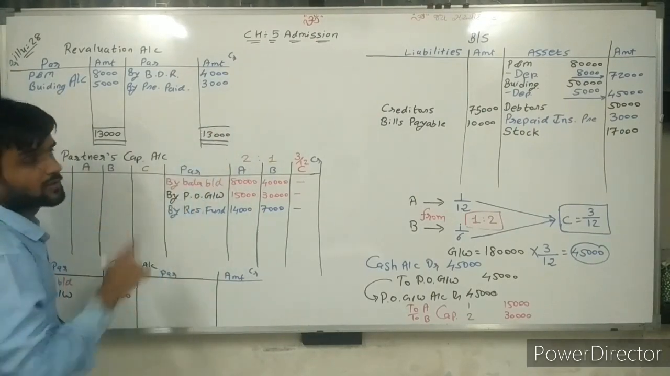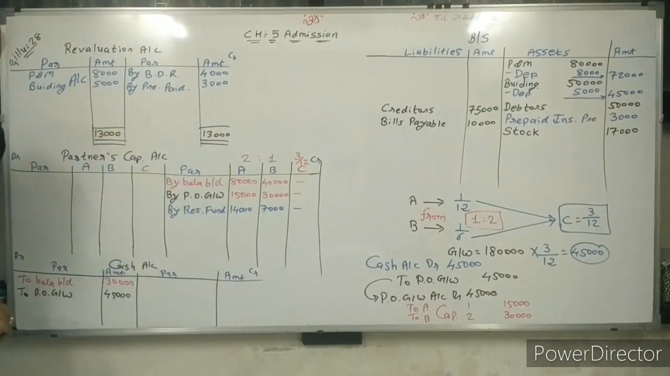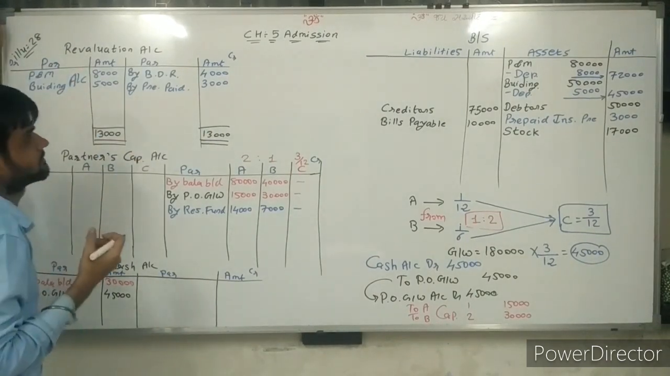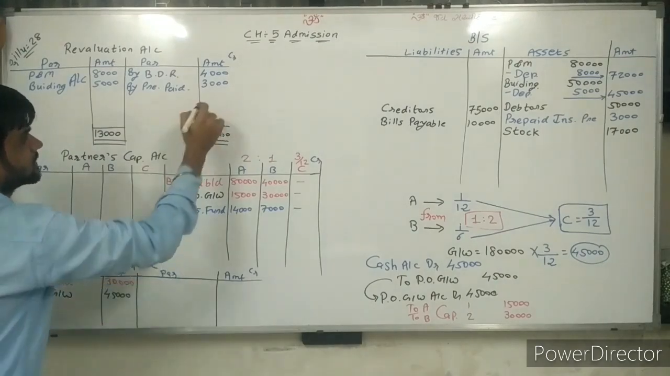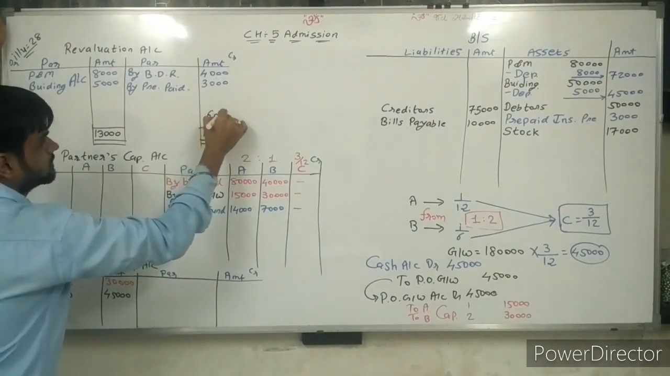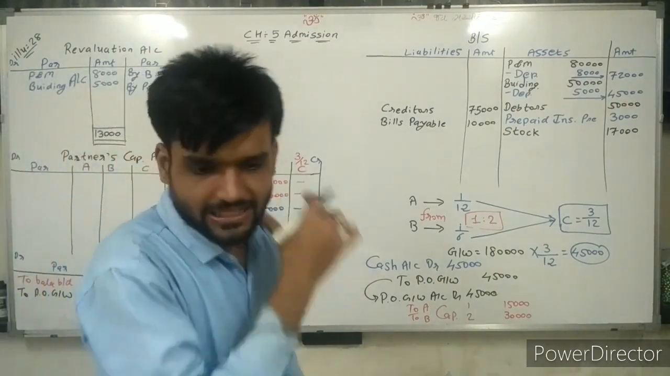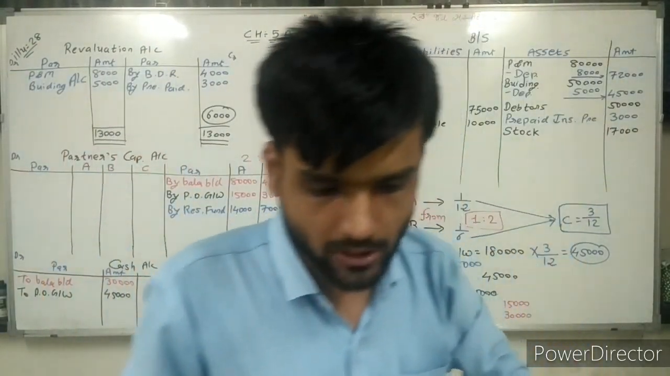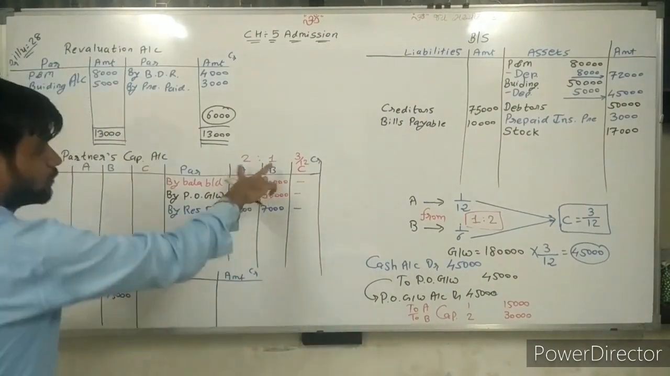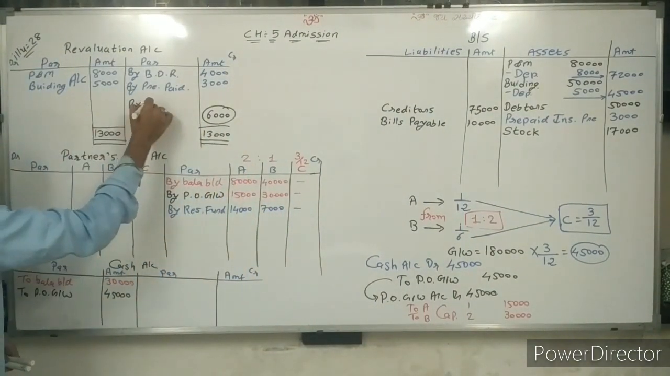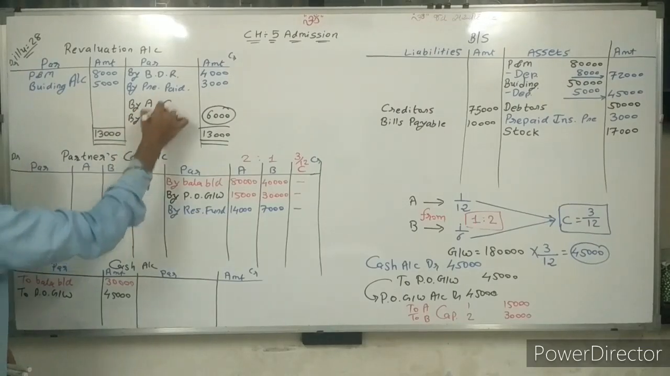Here also 13,000 minus 7,000. So 13 minus 7, 6,000. This is the loss. It's my debit balance. And the loss is distributed among the partners in the ratio of 2:1. So debit A account, debit B account.